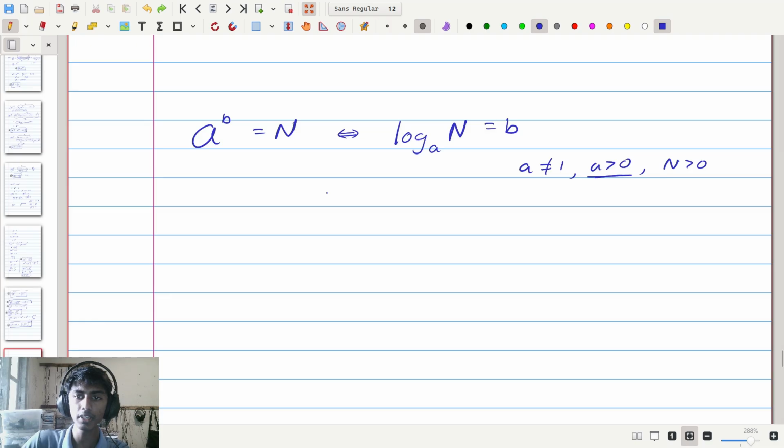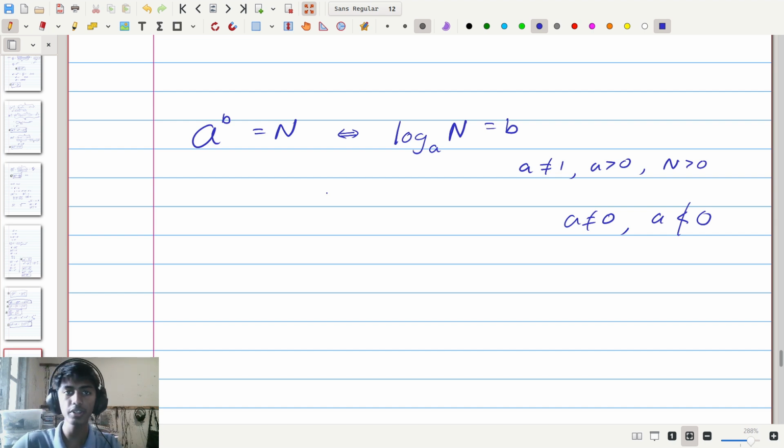Why can a not be negative? Why should a be positive? Well, again, very similar reason. a cannot be 0 here. We'll isolate this. a greater than 0 means that a is not equal to 0 and a is not less than 0. So we'll examine the first case.